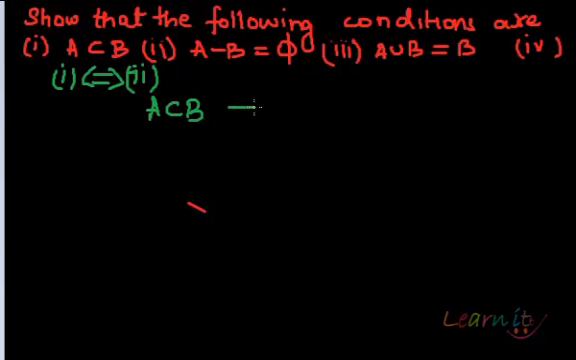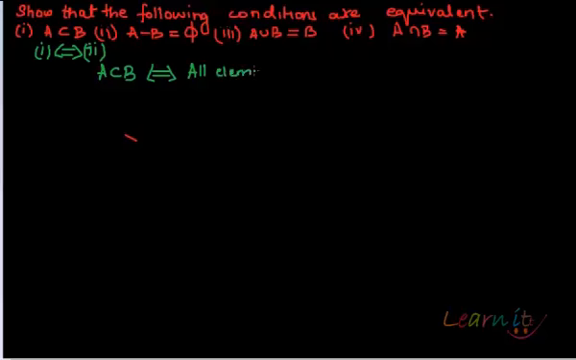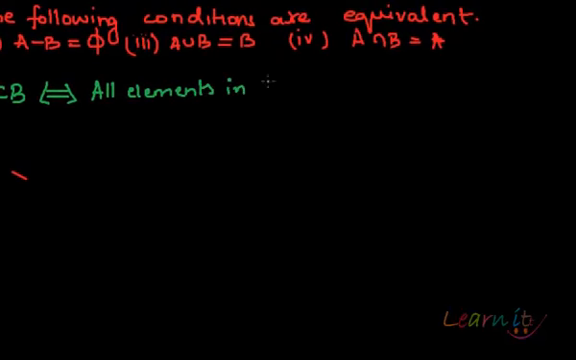Now what does this imply? A is a subset of B is the same as saying that all elements in A should be in B. So they are in B. If all elements that are in A are in B, then what would the difference A minus B be?